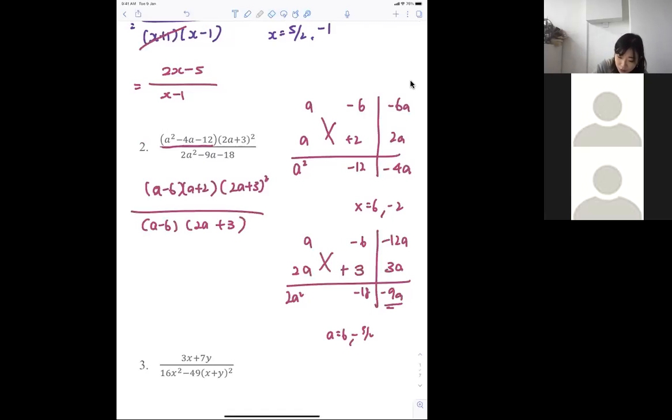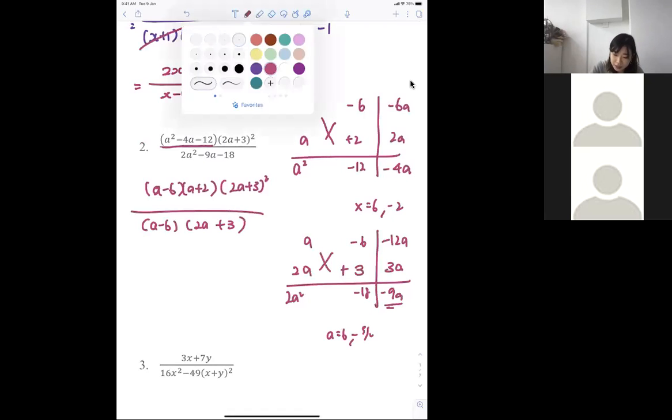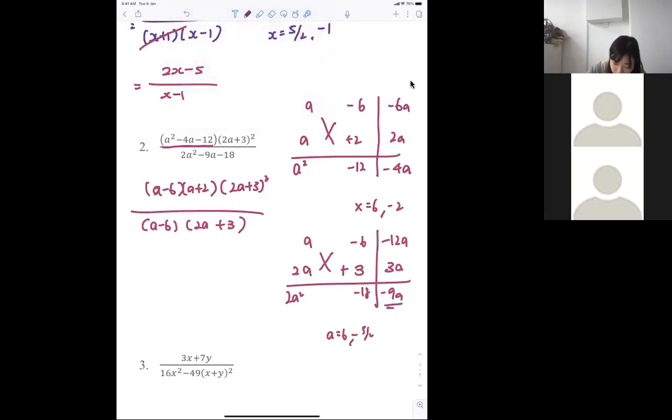Okay, now we can start to cancel. Remember, can only cancel when the bracket is exactly the same. So A minus 6 gone. 2A plus 3 squared means you got 2 of the same bracket and 2A plus 3. Cancel the power, cancel. So you left with A plus 2, 2A plus 3. There's nothing at the bottom over 1. You don't have to put over 1. Just keep it like that.